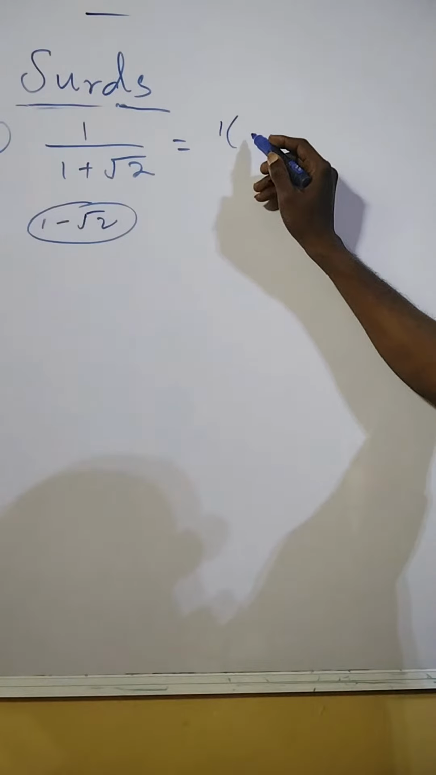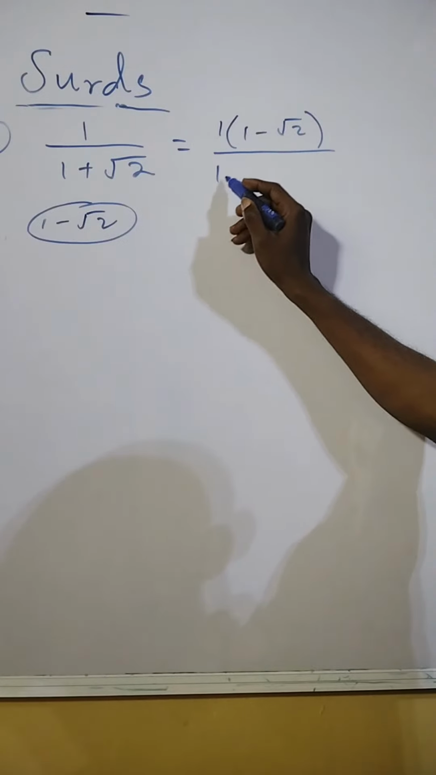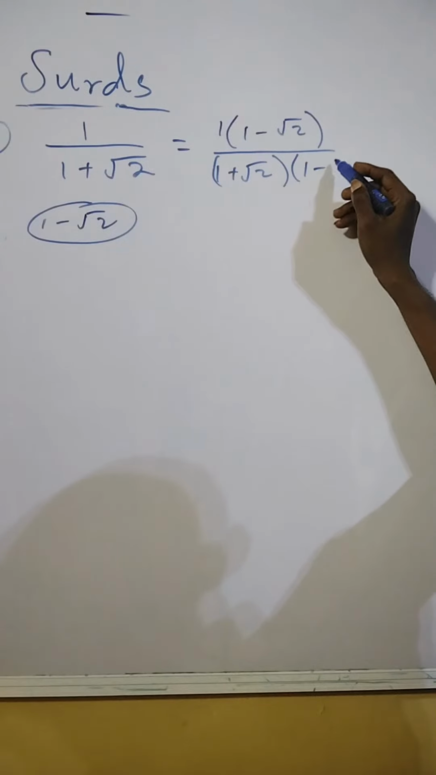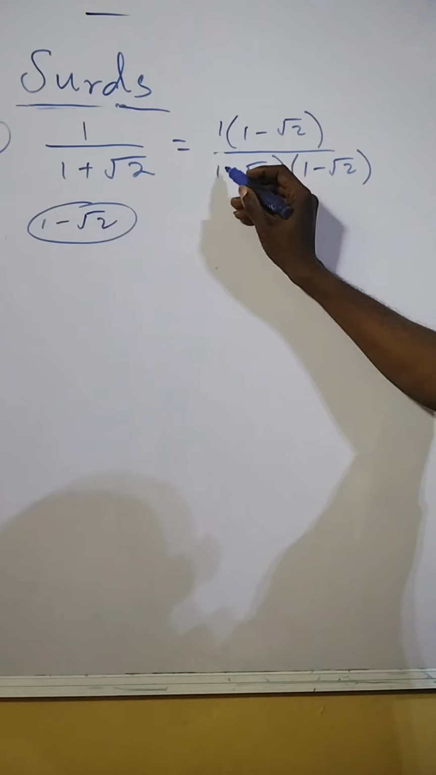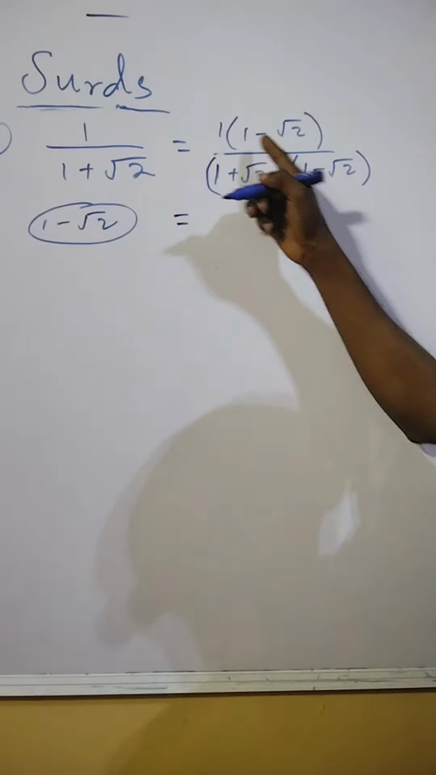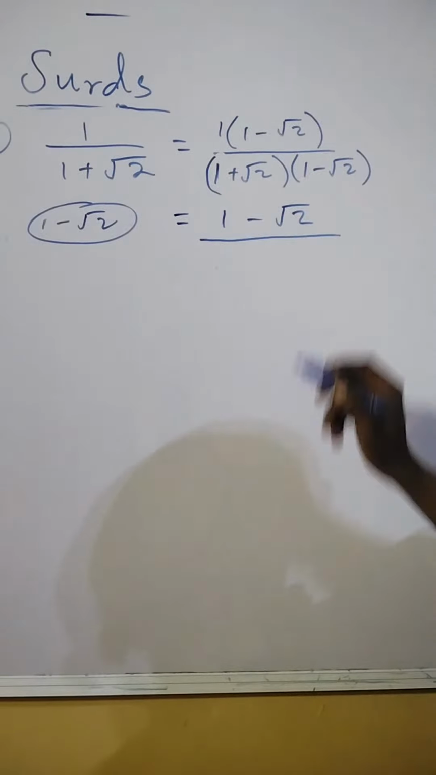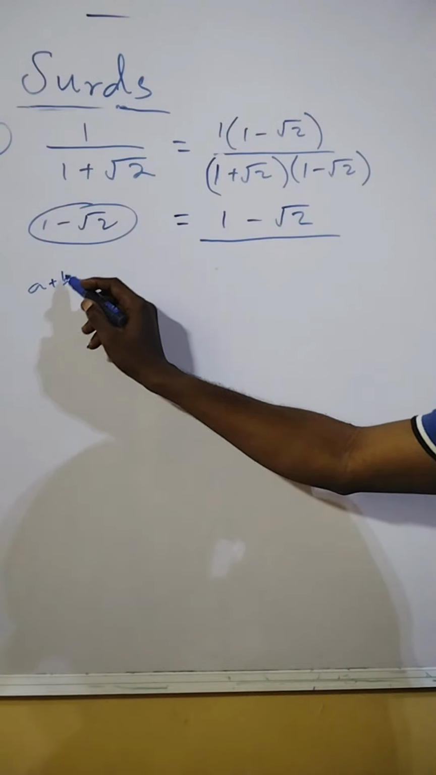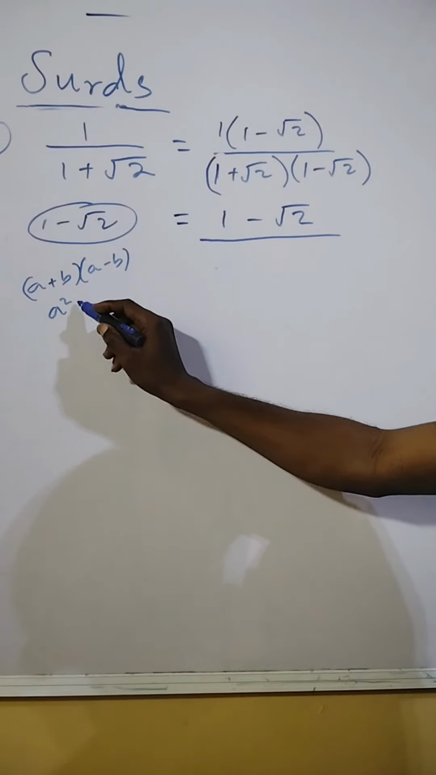So 1 times 1 minus root 2, then divided by also 1 plus root 2 times 1 minus root 2. Here now we simplify further. When we open this bracket, we still have the same thing as 1 minus root 2, then divided by here. The expansion here follows from when we have a plus b into brackets, open brackets, a minus b. I express this as a square minus b square.